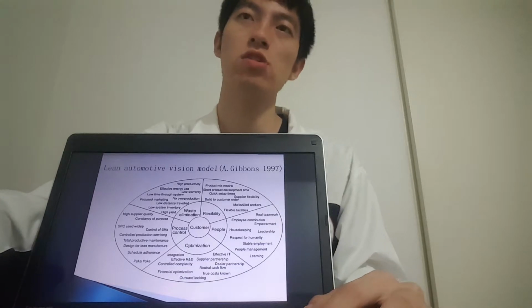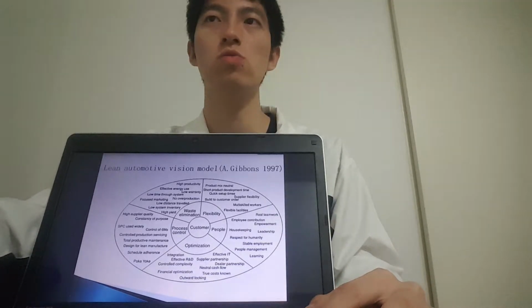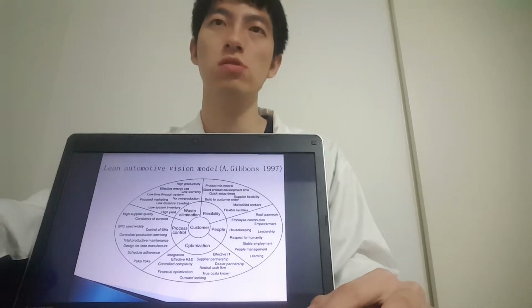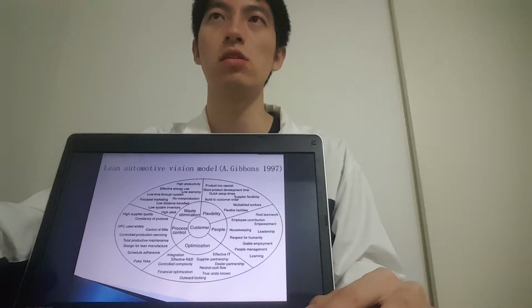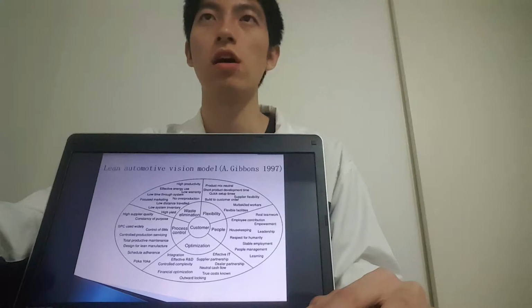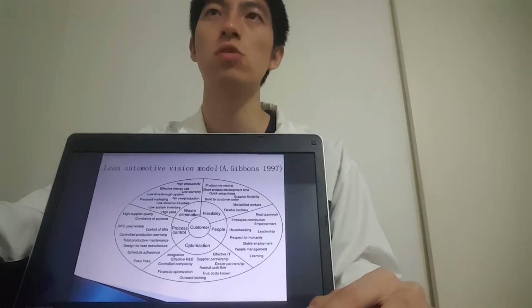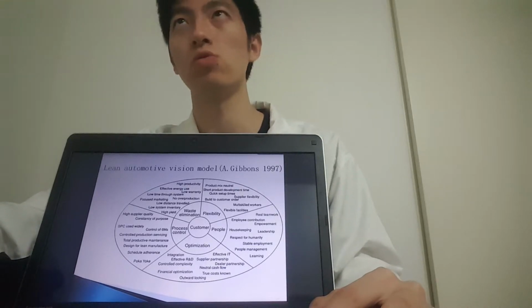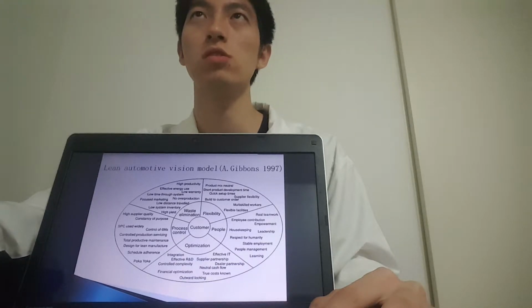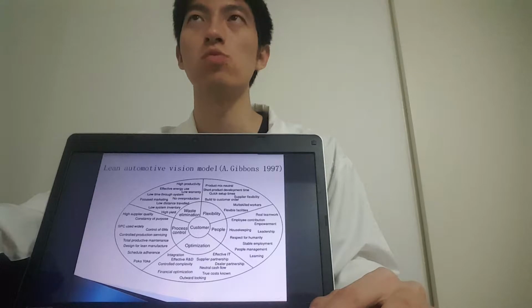So this is the picture of the lean automotive vision model written by Greenblatt in 1997. This resulted in an internal vision of a lean company showing a quality cycle in 5 areas. They are flexibility, waste elimination, optimization, process control, and people optimization. These characteristics enabled a direct link to be made with the primary definition of lean process.